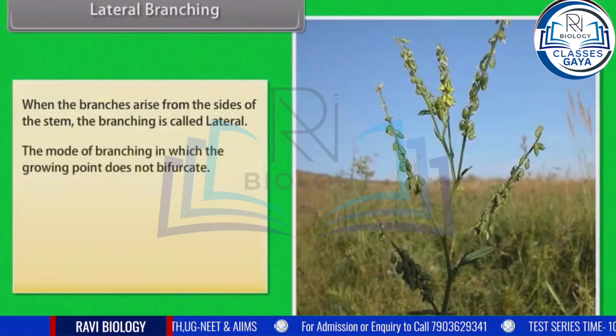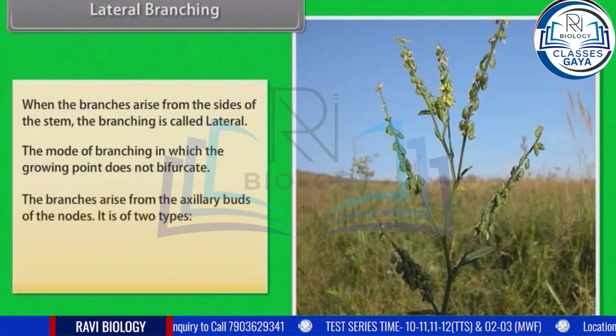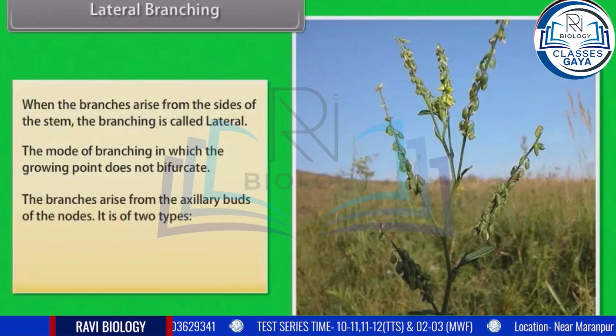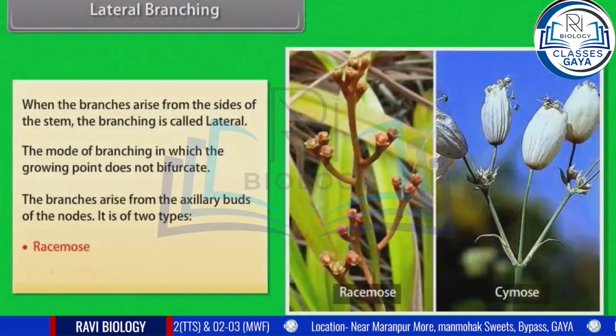It is the mode of branching in which the growing point does not bifurcate. The branches arise from the axillary buds of the nodes. It is of two types: racemose, cymose.